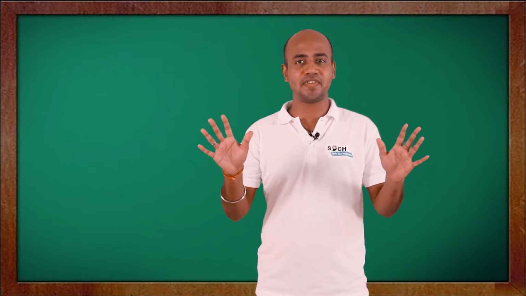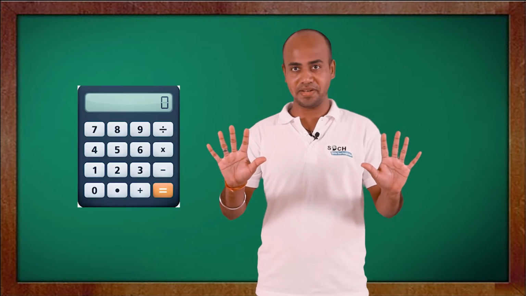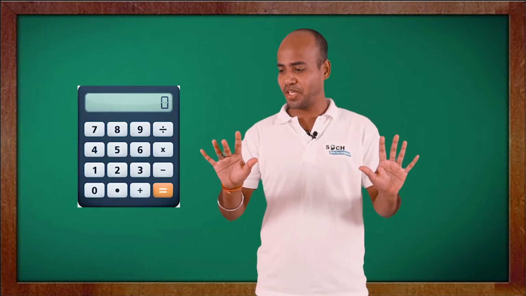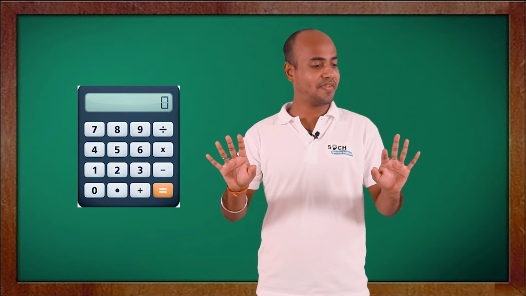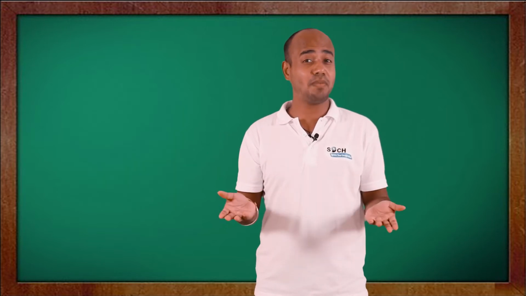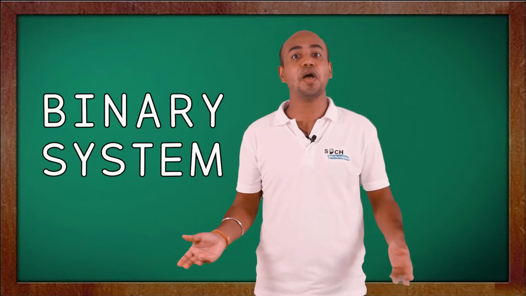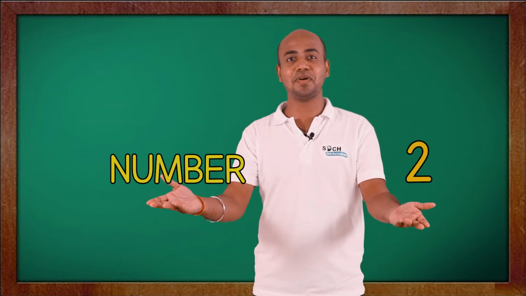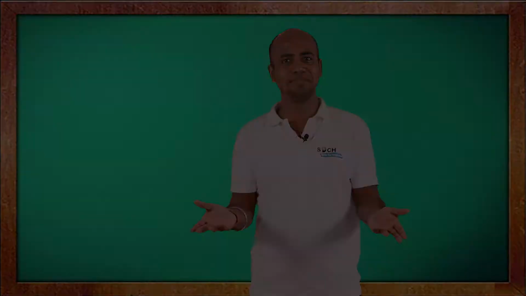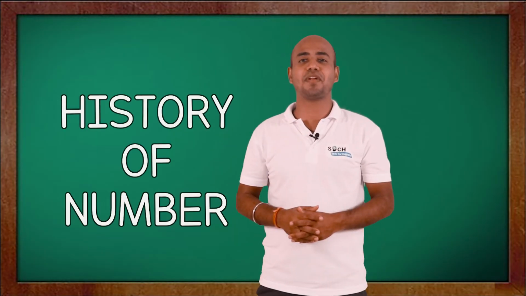Because God has gifted us with this inbuilt calculator. Here it is, 1, 2, 3, 4, 5, 6, 7, 8, 9, 10. This forms the 10-base system, and 1 and 0 forms the binary system. Bi means 2, nari means number, binary system. Now let's go back to the ancient history of numbers.